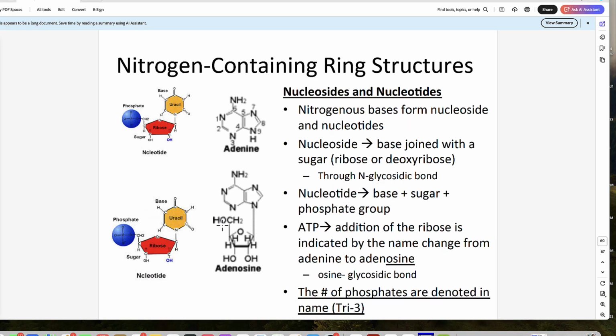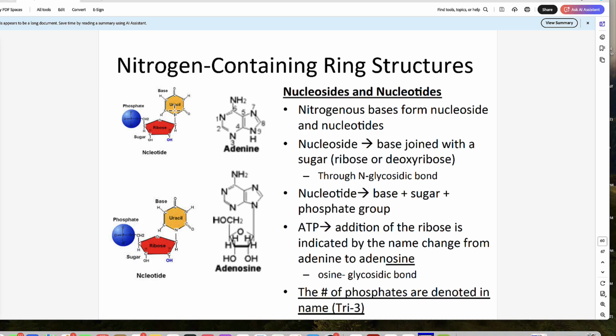The nucleosides and nucleotides are the structure of DNA. The nucleoside is a base joined with a sugar. There is no phosphate attached. And remember, we just talked about this. The sugar and the base are joined by an N-glycosidic bond right here. There's the nitrogen. A nucleotide has three components: a base, a sugar, and a phosphate. So this would be a nucleotide, all three.